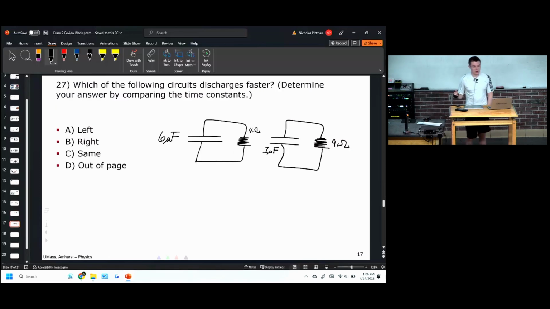And then last one, and then we'll take the poll on which day works. RC circuits, so there's a couple equations. This is more of a conceptual question. It asks you to compute the time constants, which is RC. So it's 24 microseconds here and 9 microseconds here. And it asks you which discharges faster.